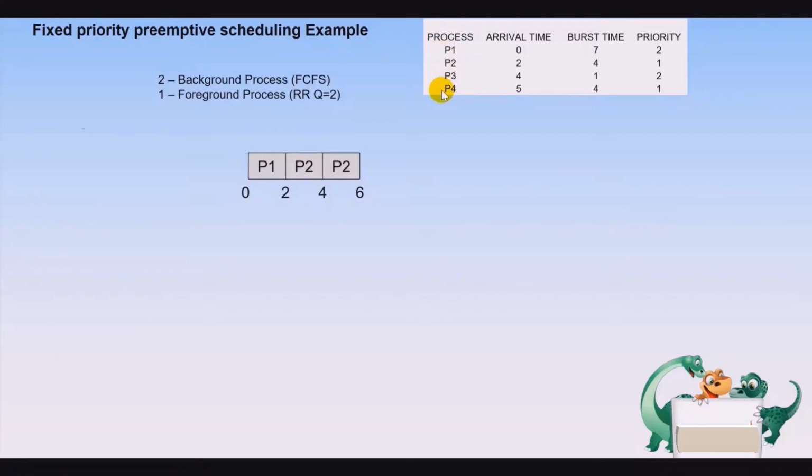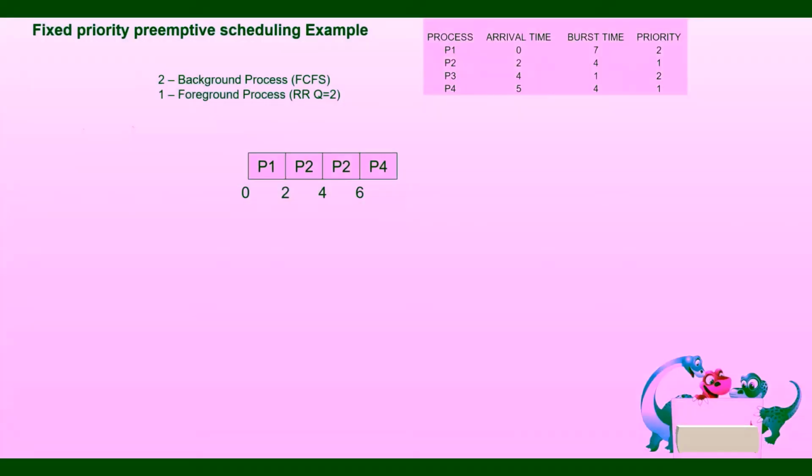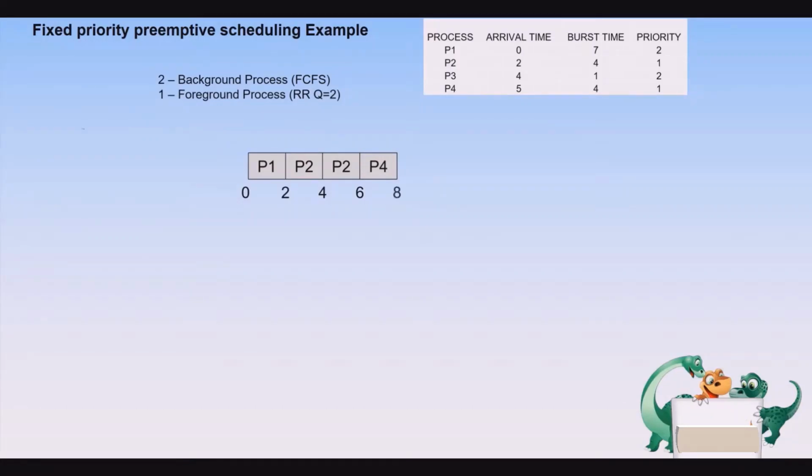Now amongst these three processes, P4 is the highest priority. P4 is also a foreground process and therefore will be given another 2 milliseconds. So P4 will be executed for 2 milliseconds, which yields 8. After 8 milliseconds, we still have 3 processes on the queue, namely P1 with 5, P3 with 1, and P4 with 2. P4 was able to execute 2 milliseconds; the burst time there is 4, so it has a remaining 2 milliseconds.